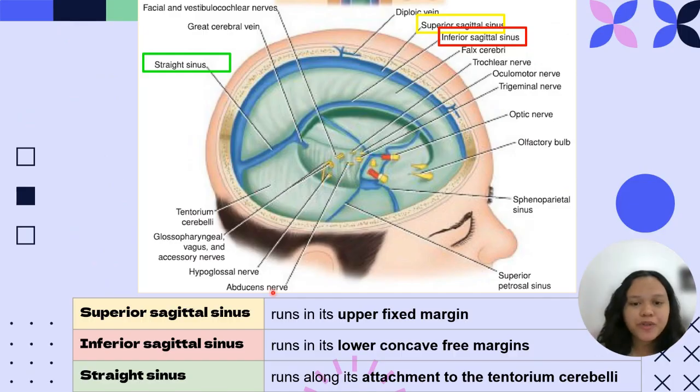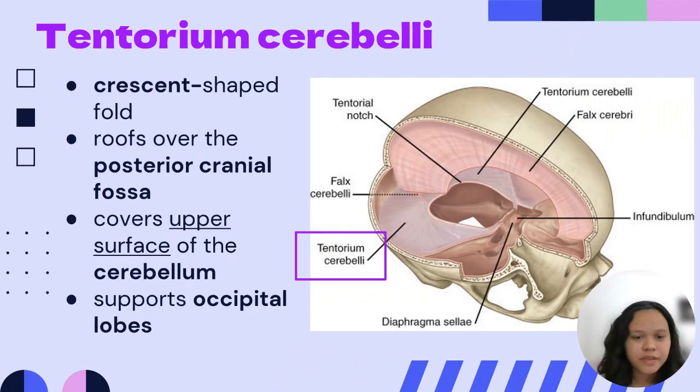It's also important to note that the superior sagittal sinus runs in its upper fixed margin here. The inferior sagittal sinus here runs in its lower concave free margin, and the straight sinus runs along its attachment, the attachment of the falx cerebri to the tentorium cerebelli. So it's in between. On the other hand, the tentorium cerebelli is a crescent-shaped fold. So this is the crescent shape. It roofs over the posterior cranial fossa.